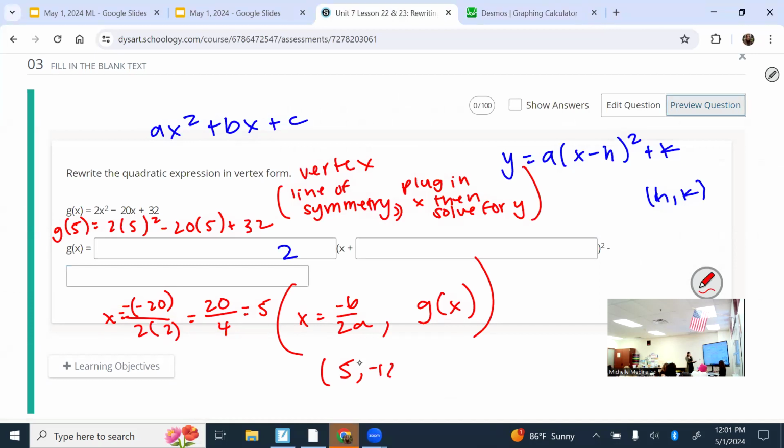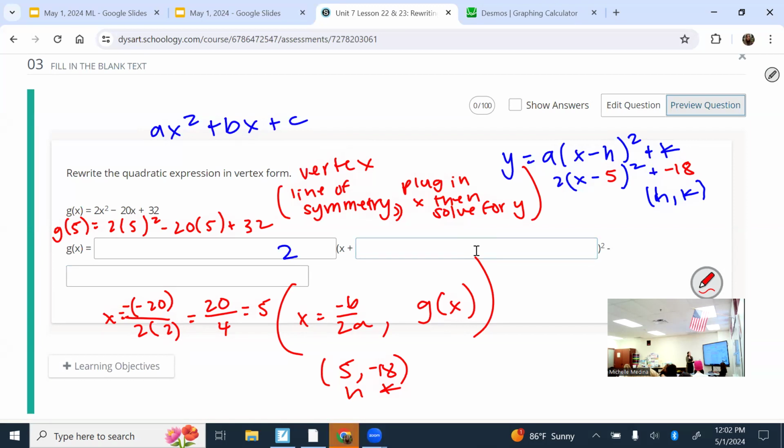When I go to plug it into vertex form, which is this formula, the A we already had from before. When we plug in the H, we're plugging in a 5, so it should actually look negative in the equation. If we plug in a positive, it looks opposite. And then when we plug in a -18 for the K, normally we don't write plus -18, we just put minus.